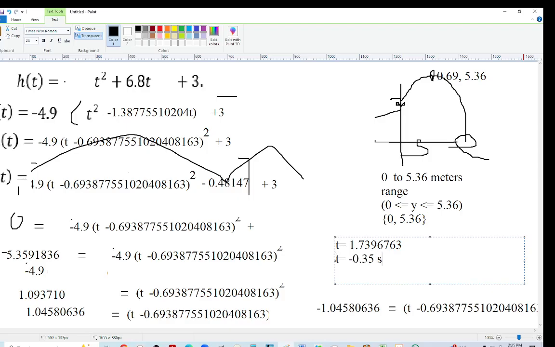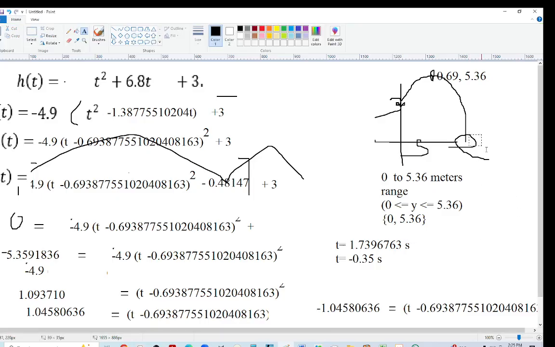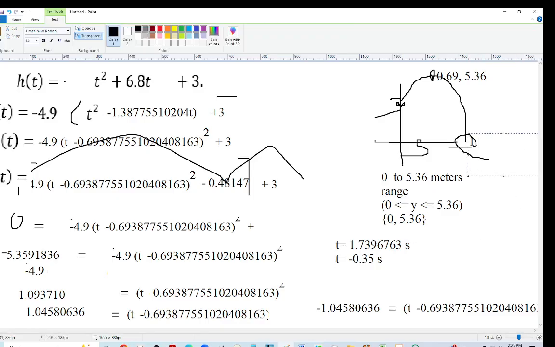Now, remember, that's time, so seconds, which means they hit the water here at 1.74, 0, and in the fictional world over here they also hit the water at negative 0.35, something like that, this isn't accurate, seconds, comma 0 over here on the left.